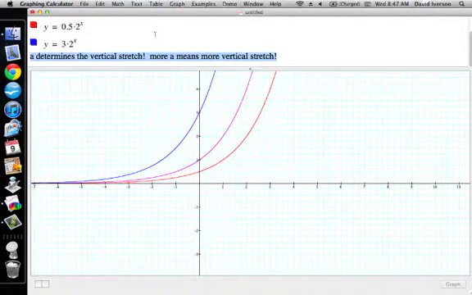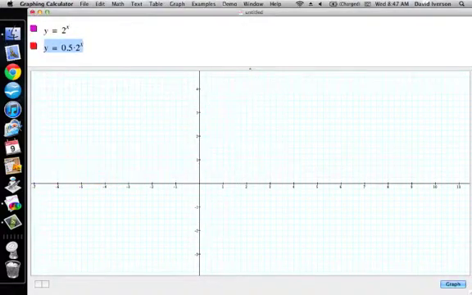All right, moving on. Two more to go. Let's come back again. Y equals 2 to the x minus 2. What's that going to do? Well, think about it. I bet you can figure it out.